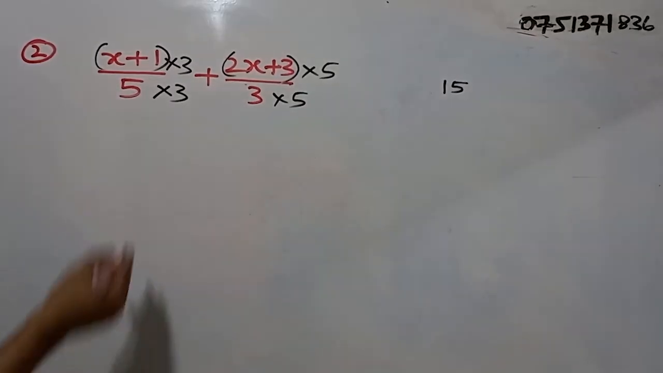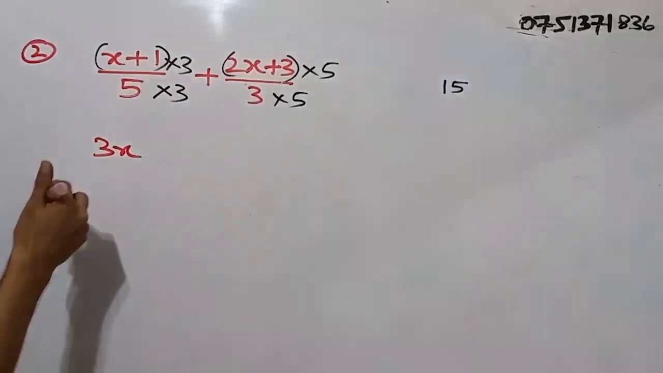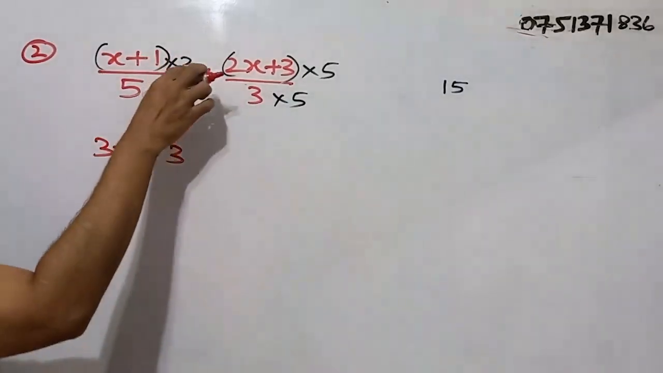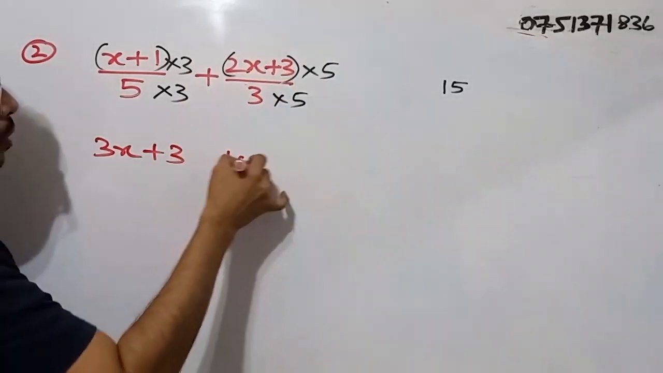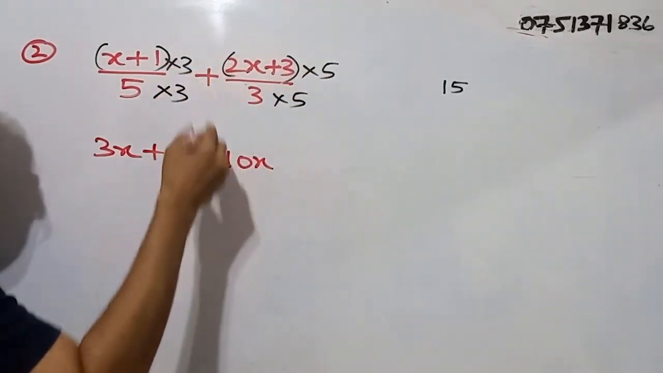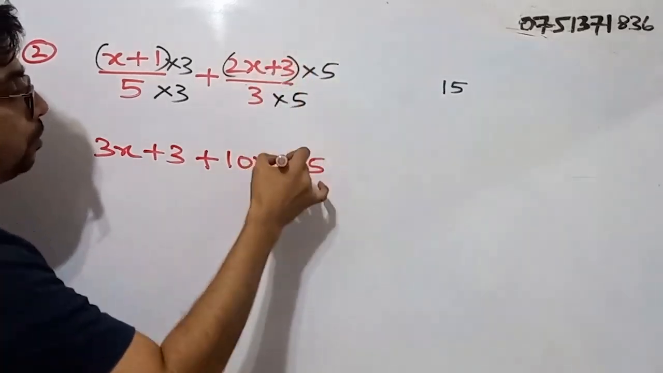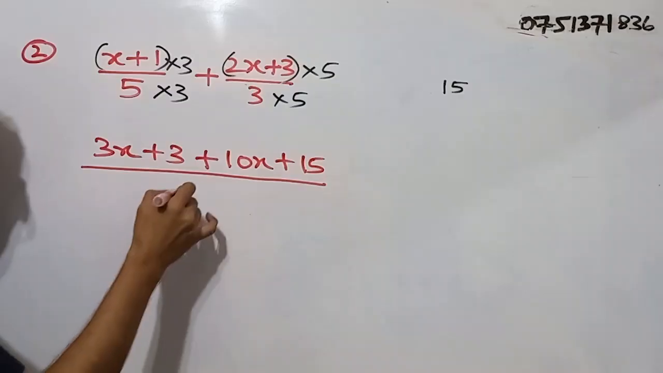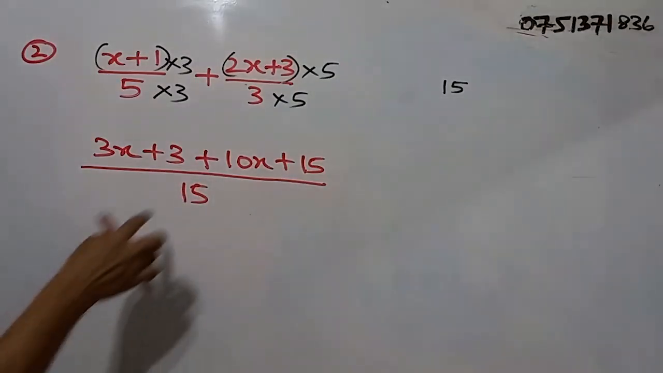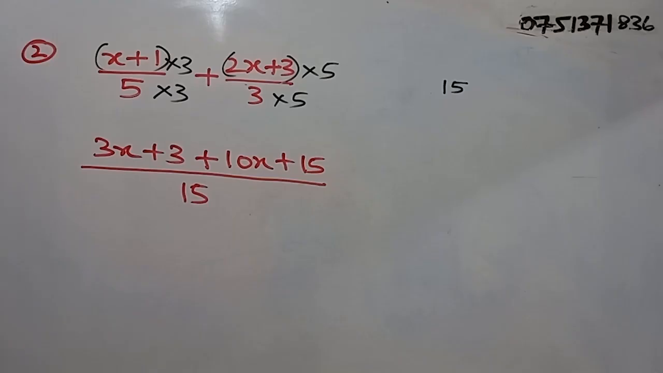Okay? Okay, so 3 into x, 3x, positive into positive, this is positive. 3 into 1, 3, positive into positive, this is also positive. 5 into 2, 10x, positive into positive, this is positive. 5 into 3, 15, positive into positive, this is positive. So this entire expression is divided by 15 now, because the least common denominator is 15, right?